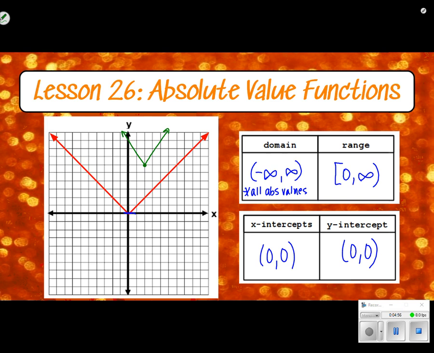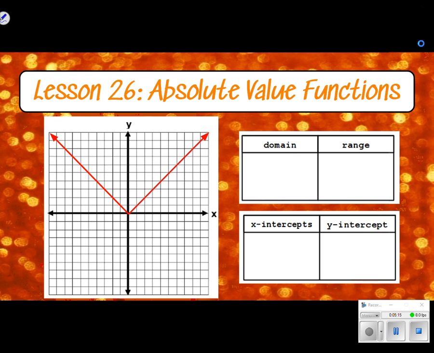This green absolute value function is never going to get anywhere close to the x-axis, so it's not going to have an x-intercept. So you would write none in that case if that question came up. But they should have y, all of them should have y-intercepts. You may just not be able to see it right away.